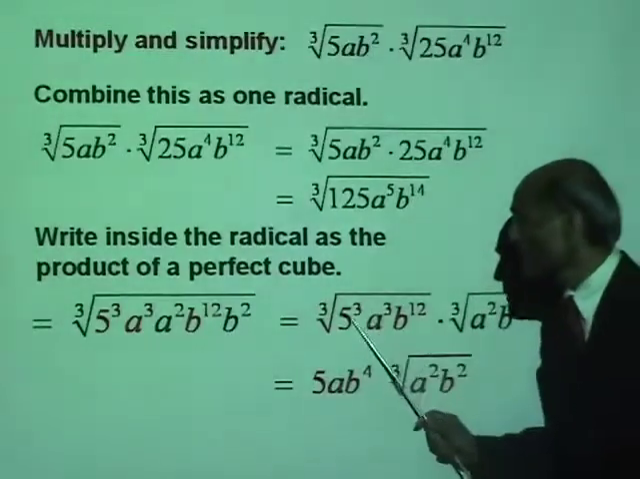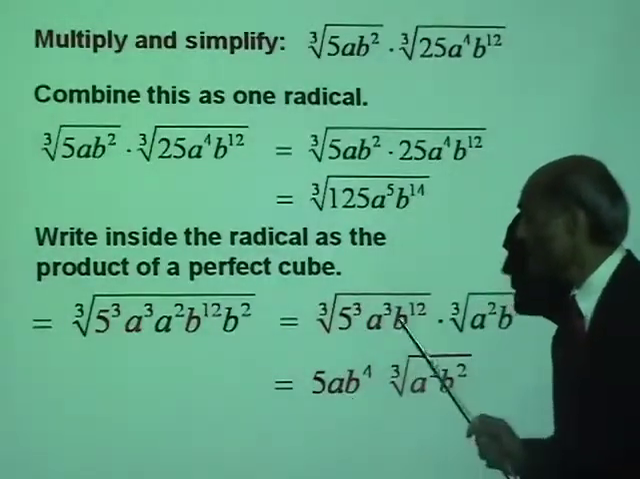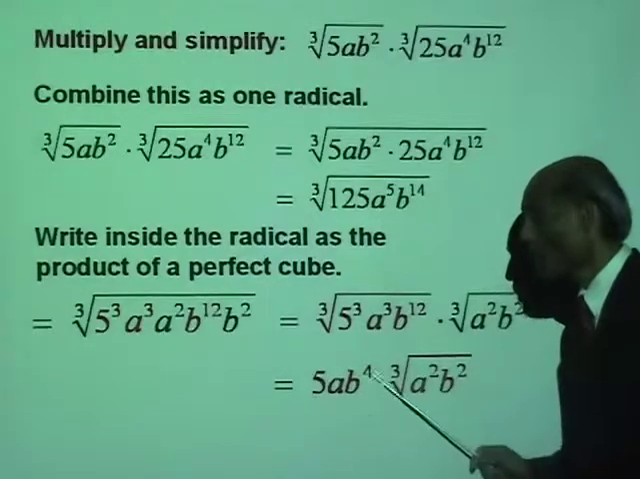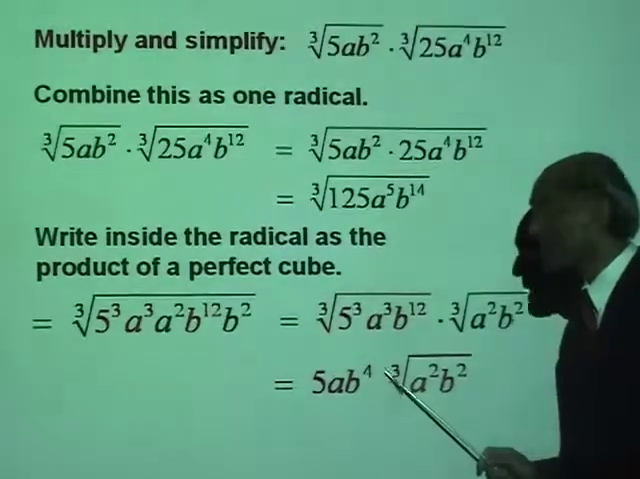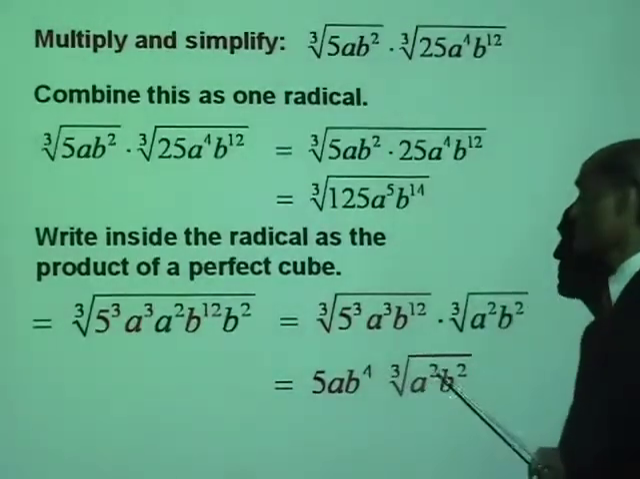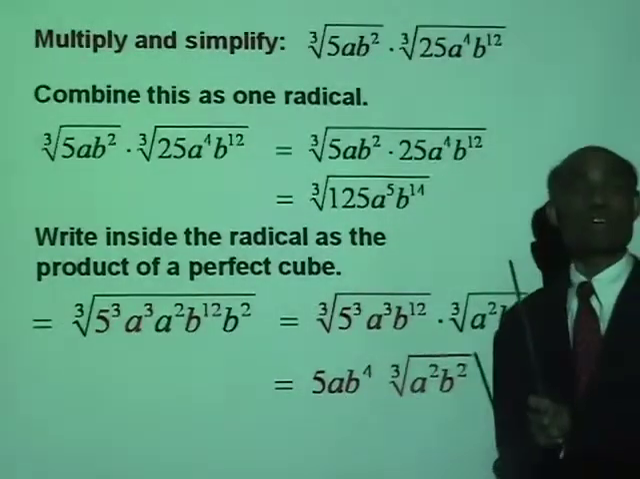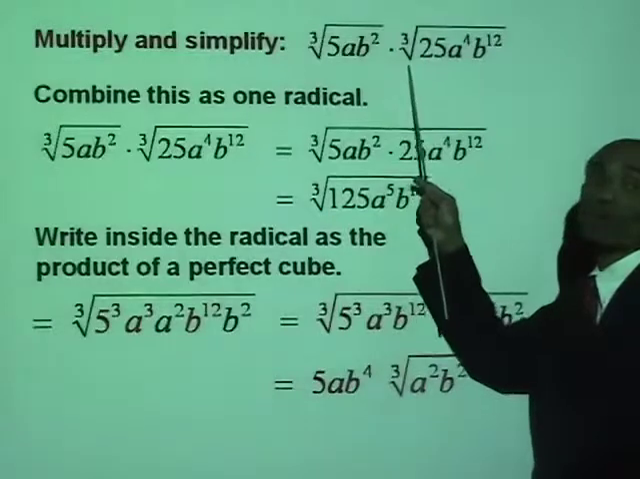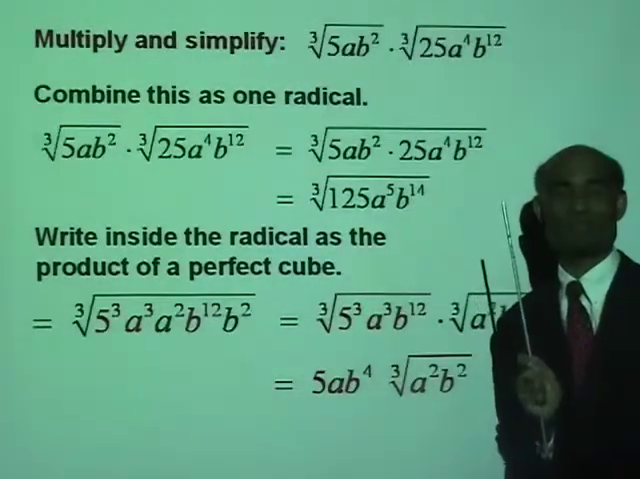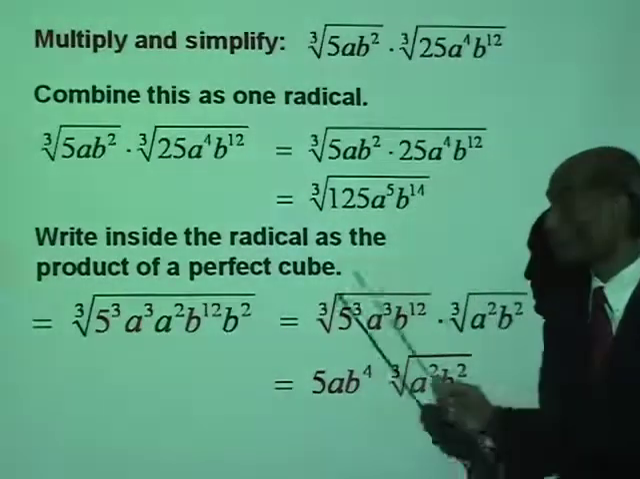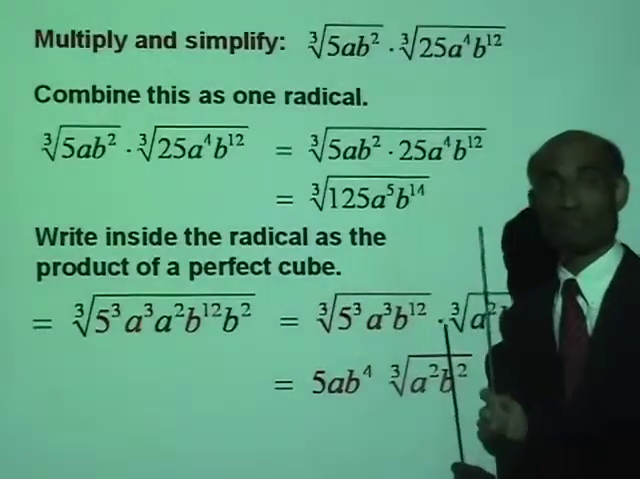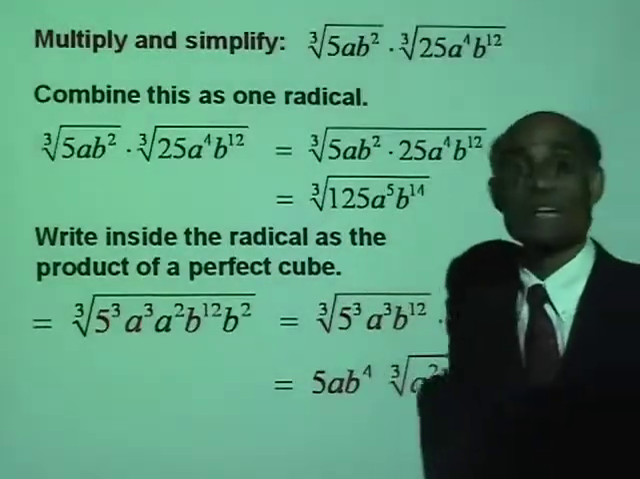So this will be 5ab to the power of 4 times the cube root of a squared b squared, and that is the answer there, the simplified form of that radical expression. Okay, I hope you followed how this is done. Let's go to the next one.